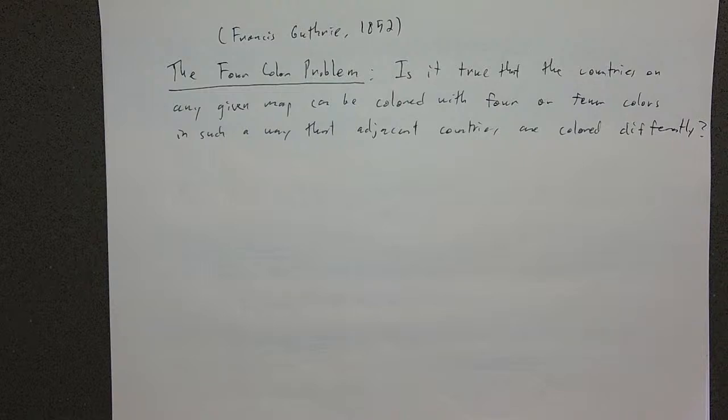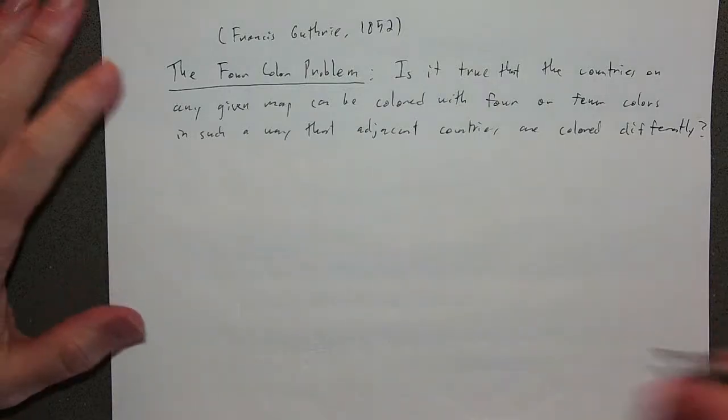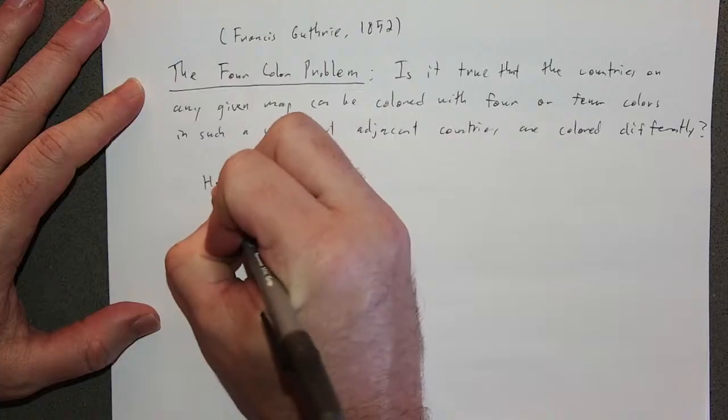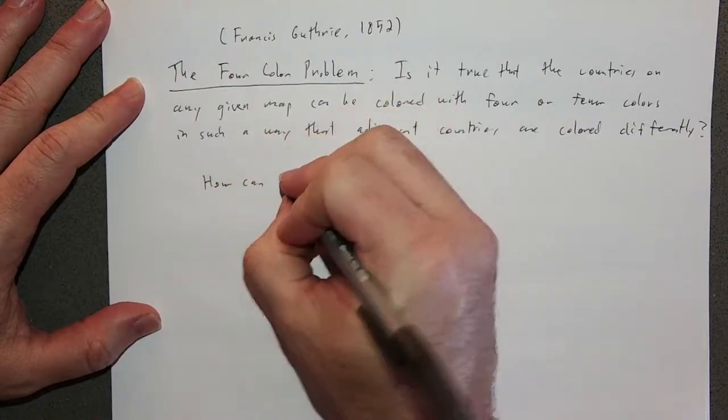Alfred Kempe thought that he had a proof in 1879, but it was found about 11 years later that there was an error in the proof. And so it turns out that this problem is extremely hard to prove, even though it is very easy to state. And this remained a conjecture all the way up until, I think, 1979, or 76, sorry. So the question is, how can I turn this into a graph theory question about coloring?